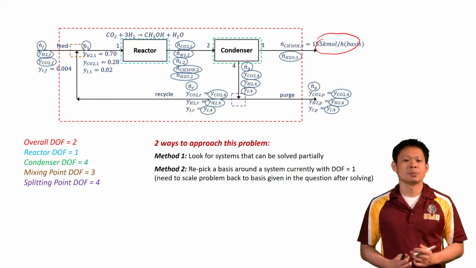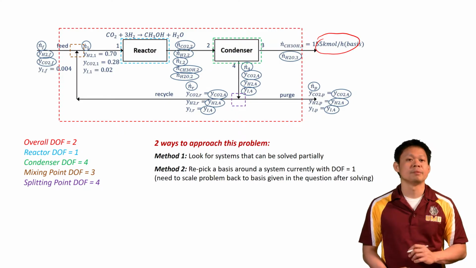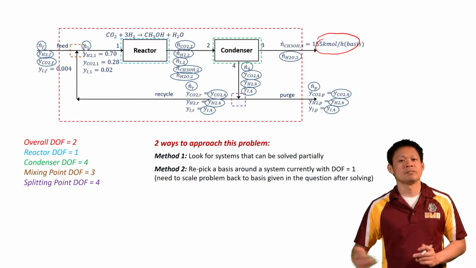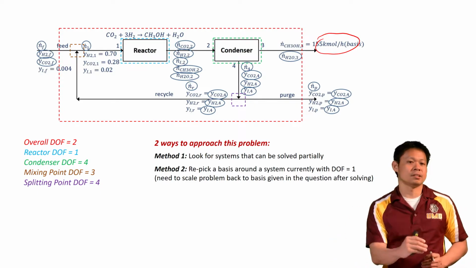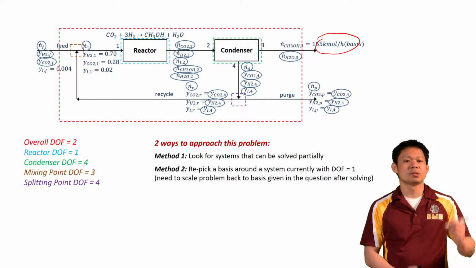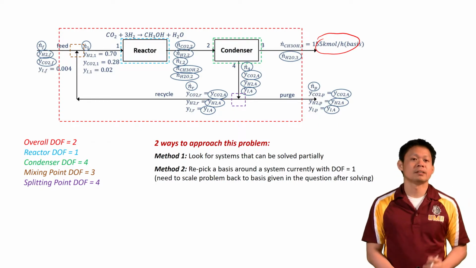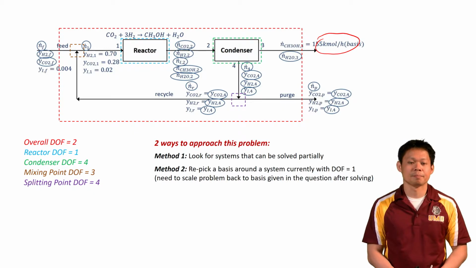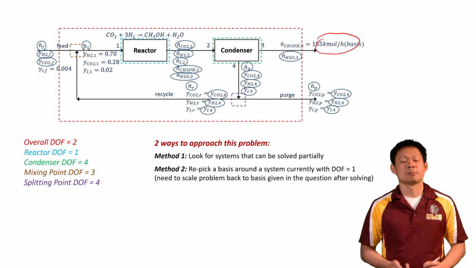Looking ahead, as we go through these two methods, you will see that our reactor degree of freedom is 1, and this current basis is not involved around the reactor. So if we had picked N1 or any of the streams or molar flow rates around the reactor, it would drop the reactor down to 0, and we can start solving from there. And that's what we're going to do in method 2. But for now, let's look at method 1, looking for systems that can be solved partially.